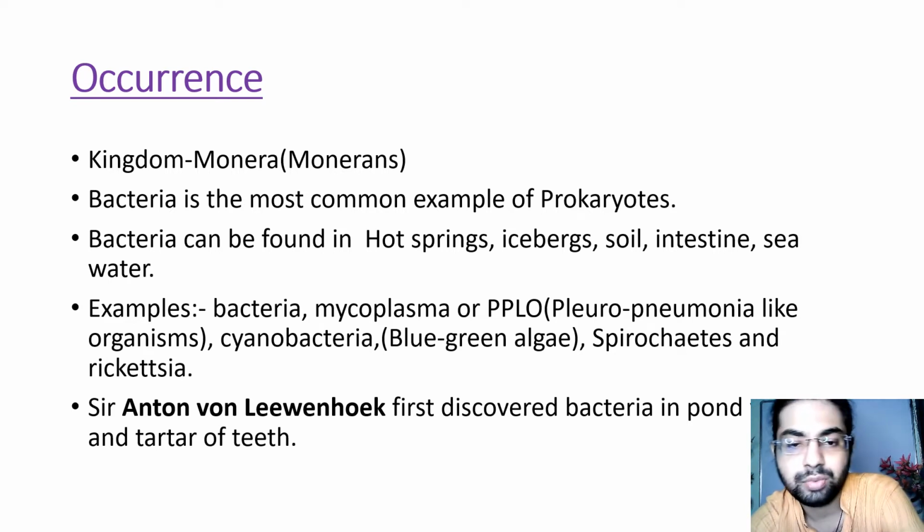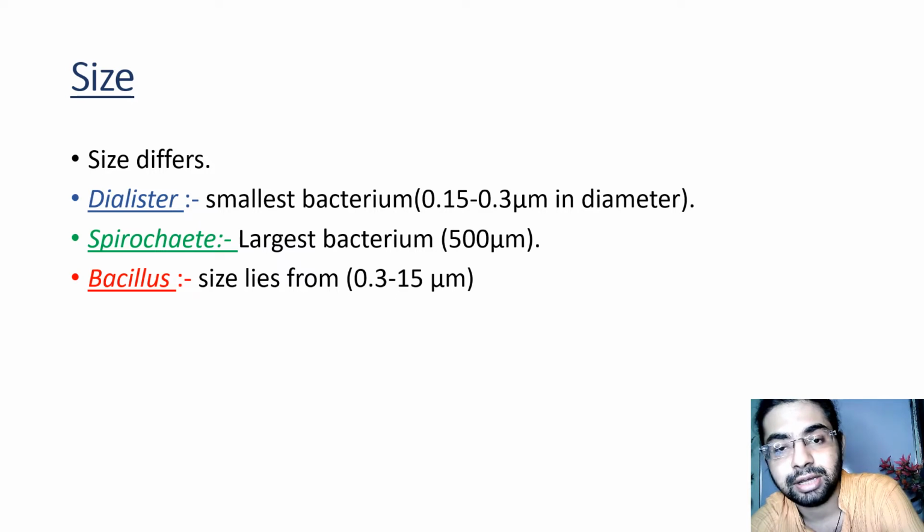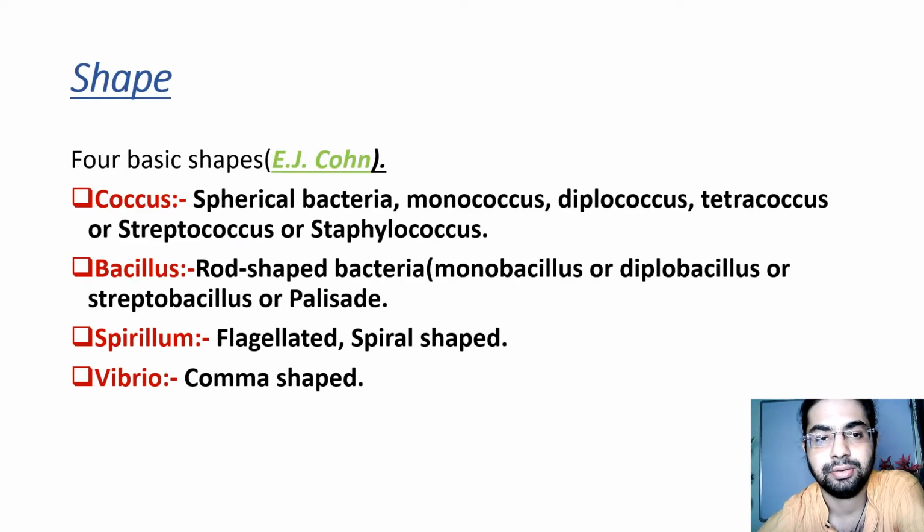Sir Anton von Leeuwenhoek was the first to observe or discover bacteria in pond water and tartar of teeth. Size of prokaryotes. Dialister is the smallest bacterium. It is 0.15 to 0.3 micrometer in diameter. Spirochete is the largest bacterium, 500 micrometer in size. Bacillus size ranges from 0.3 to 15 micrometer.